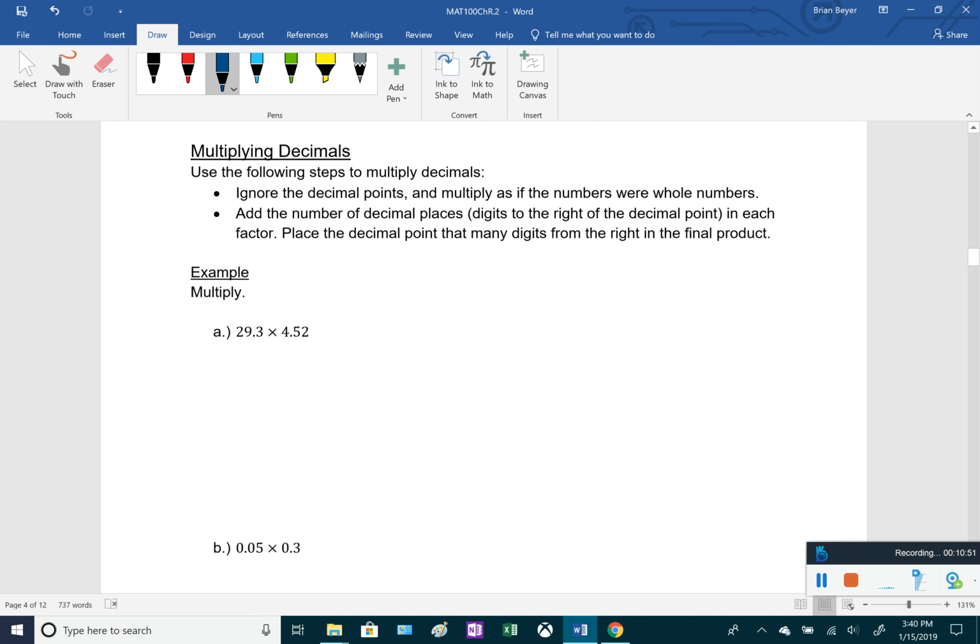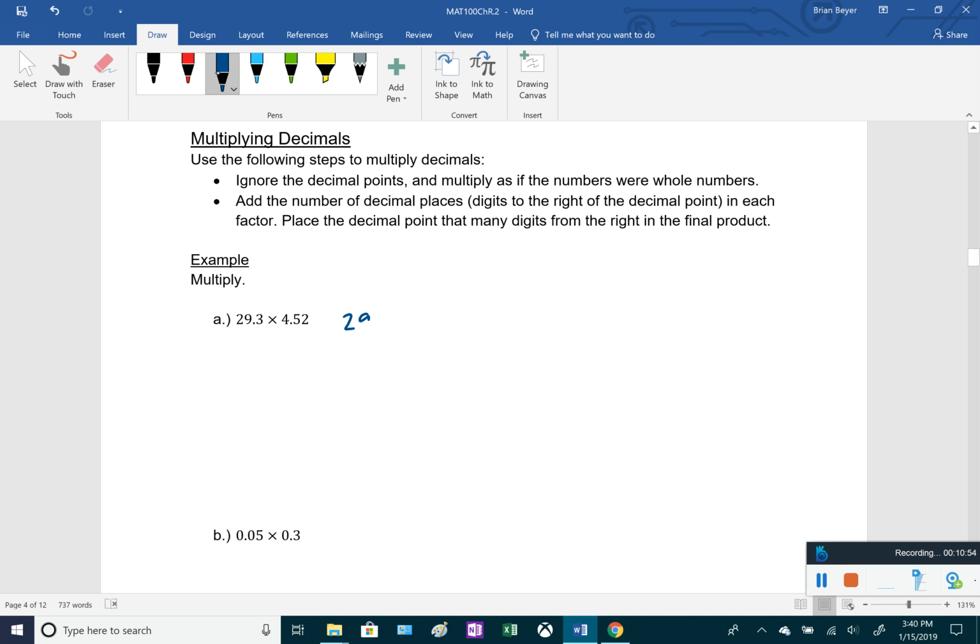So it's 29.3 times 4.52. What we're going to do is pretend like these are whole numbers, and we're going to multiply. So when you multiply, you start with this one down here. And we do 2 times 3, which is 6. 2 times 9, which is 18. Put the 8, carry that. 2 times 2 is 4, plus the 1 is 5. So that was multiplying the ones.